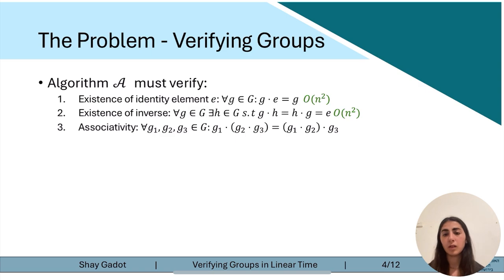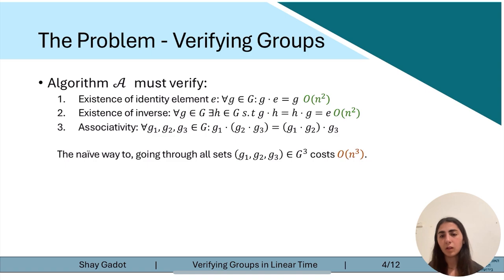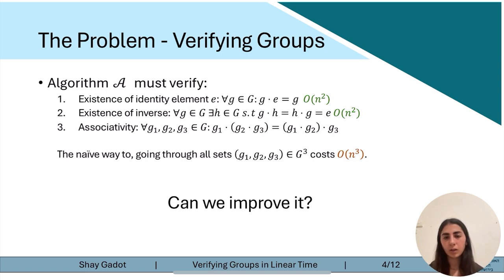And the third thing is associativity. Associativity is making sure for every G1, G2, and G3 in G, we can change the order of brackets in the expression, meaning G1 multiplied by G2, G3 equals G1, G2 multiplied by G3. So the naive way to do that is going through all groups of 3 in G, which trivially costs O n to the third, which is more than we wish it would. So the question is, can we improve it? Can it be done in less than O n to the third?